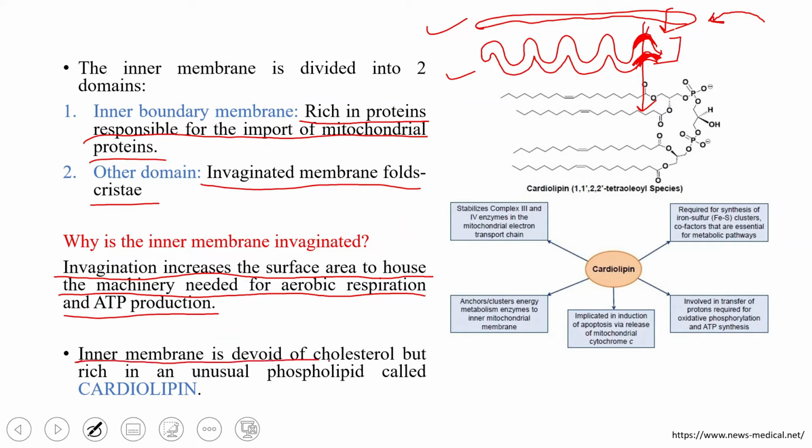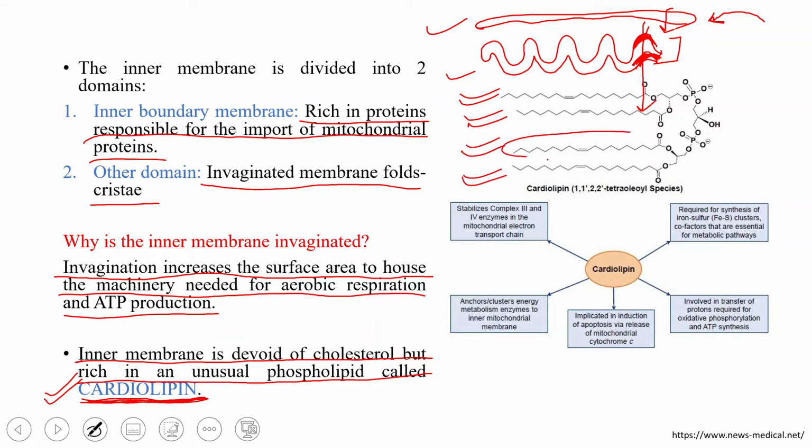The inner membrane is devoid of cholesterol, but it is rich in an unusual phospholipid called cardiolipin. This cardiolipin is a very unusual phospholipid which is only found in the inner membrane of the mitochondria, and this is very important. It has roles in the electron transport chain. It has several roles in the mitochondria and ultimately the cell. So cardiolipin is a four fatty acid chain molecule. You can see here there are 4 chains of fatty acids. 1, 2, 3 and 4.